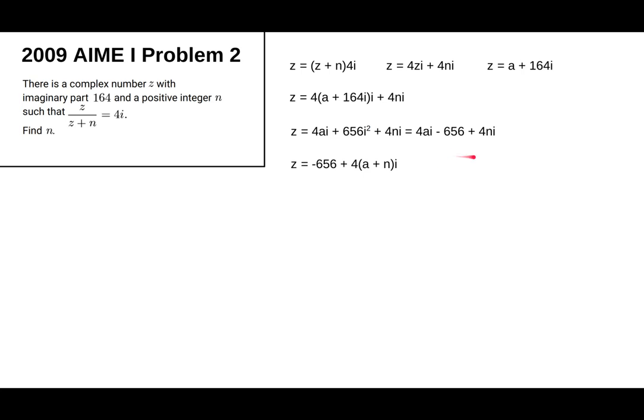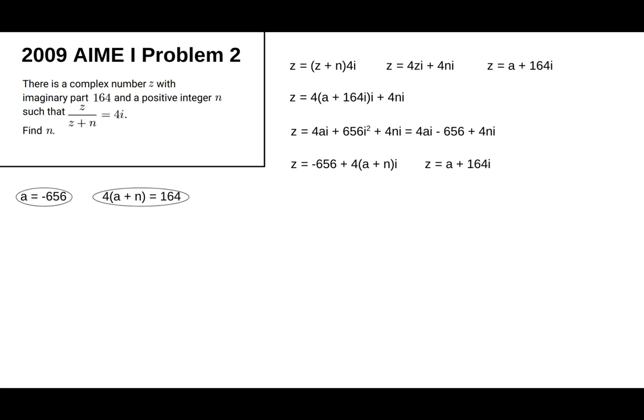Now we can group 4ai and 4ni. When we group them, we take 4i common, and then we get a plus n. So it's negative 656, which is the constant, plus 4 times (a plus n) times i, because we just took 4i common here. And we already know z is equal to a plus 164i. So that implies that a is equal to negative 656, and 4 times (a plus n) is 164.